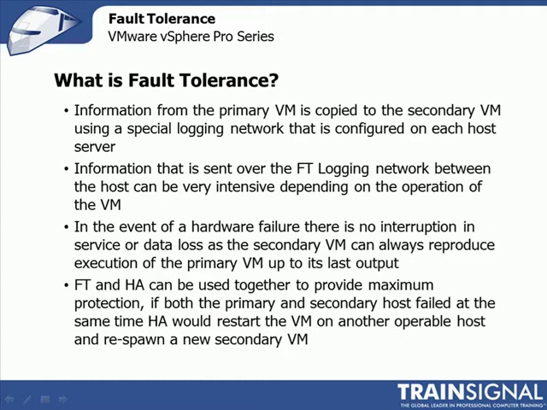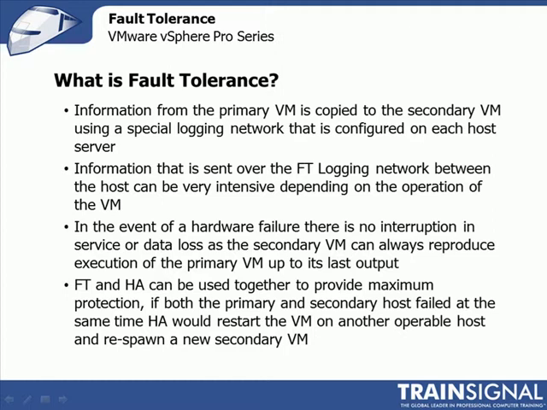The information that is sent over the FT logging network between the hosts can be very intensive depending on the operation of the VM. All data is synchronized, so there is no loss of data or transactions between the two systems. In the event of a hardware failure, you may have an IP packet retransmitted, but there's no interruption in service or data loss, as the secondary VM can always reproduce execution of the primary VM up until its last output.